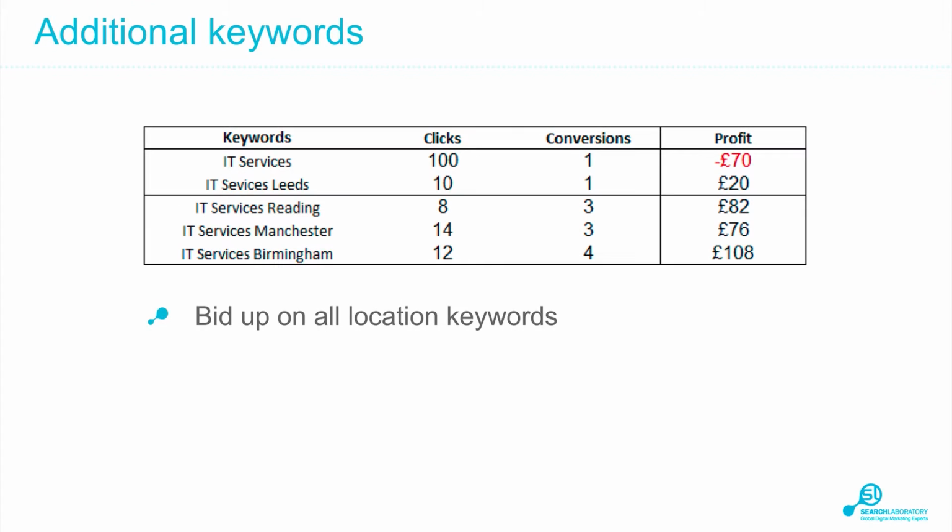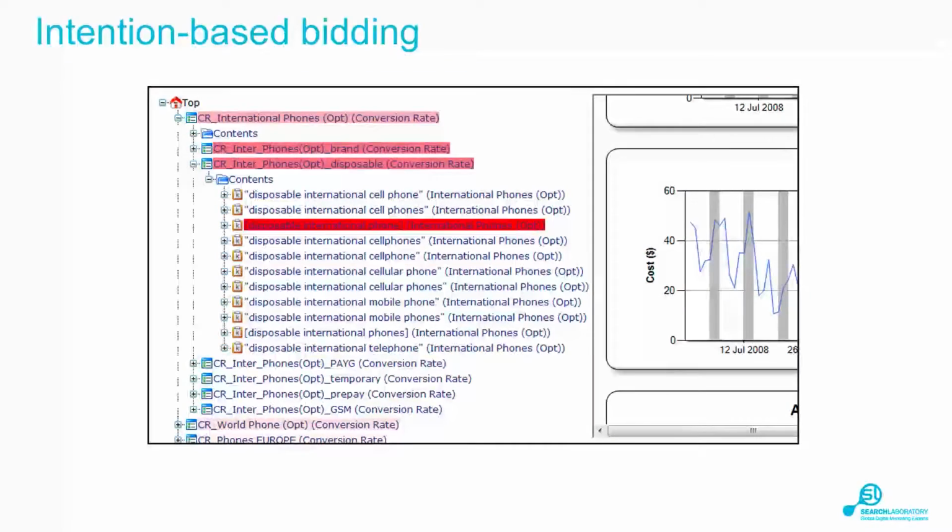We're going to bid up even on keywords like IT services, I don't know, Otley, which only have one click, no conversions. We're still going to bid up on those keywords, given that data. So the point is, we bid up on all location keywords, and we do need to know the meaning of the keywords. Because if those were in Klingon, we would not have been able to do that. Okay? So we do need to know the meaning of the keywords to make that bid decision that we've just made.